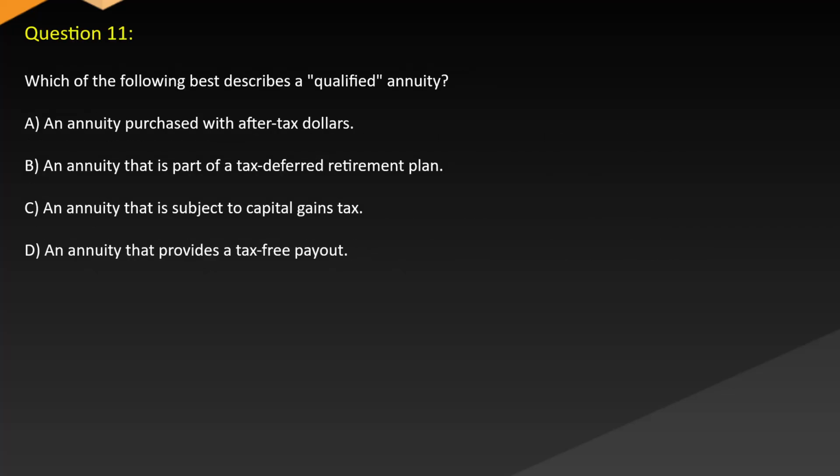Question 11. Which of the following best describes a qualified annuity? A. An annuity purchased with after-tax dollars. B. An annuity that is part of a tax-deferred retirement plan. C. An annuity that is subject to capital gains tax. D. An annuity that provides a tax-free payout.